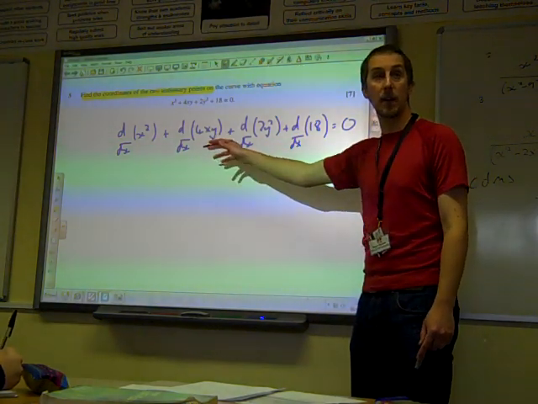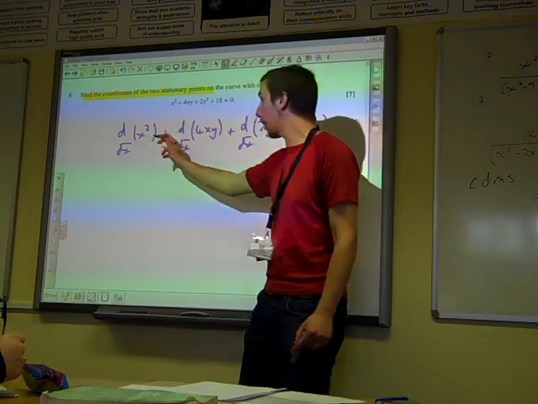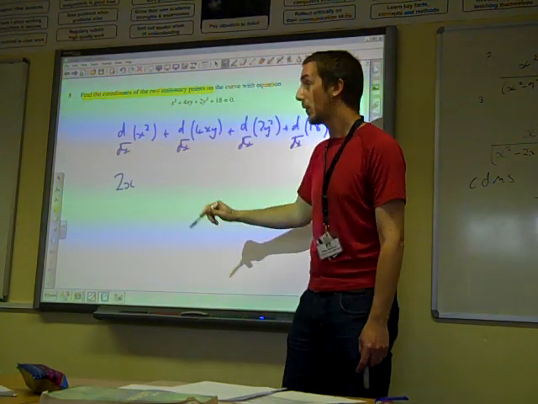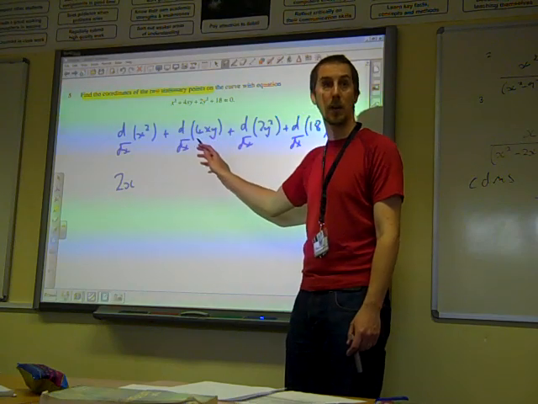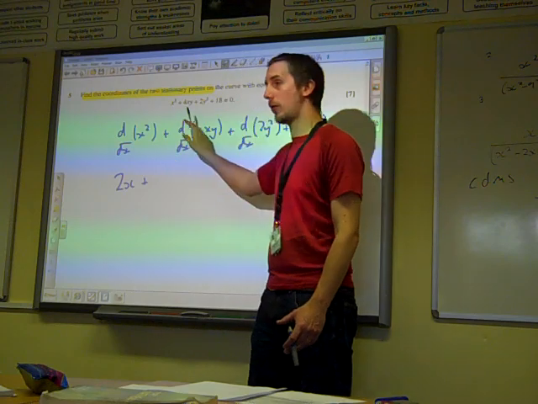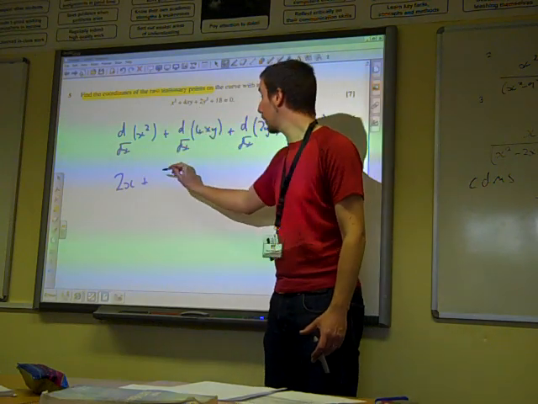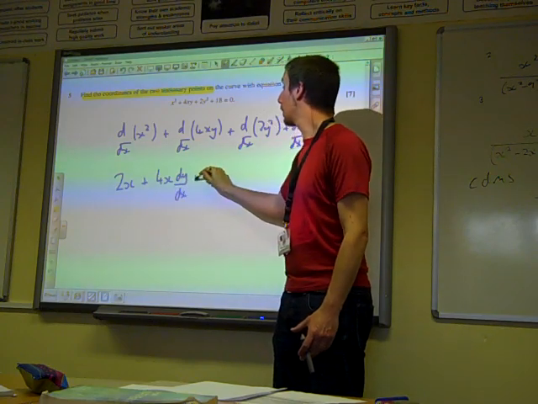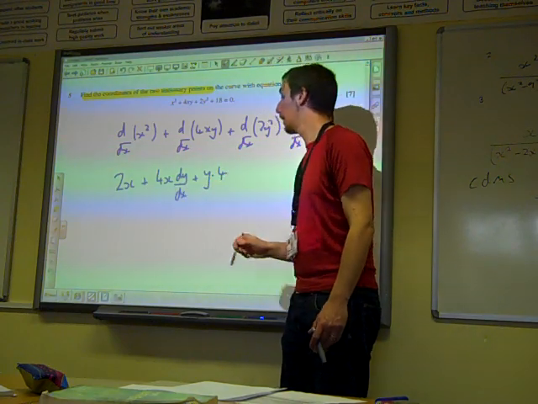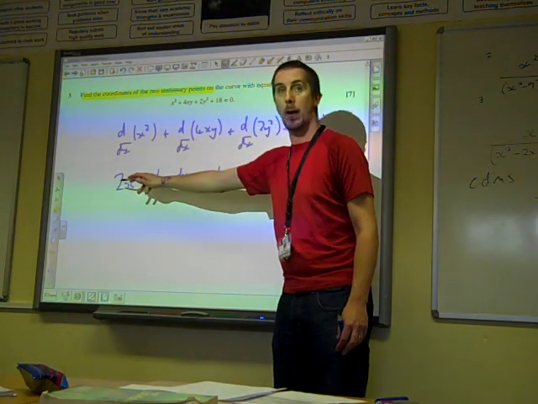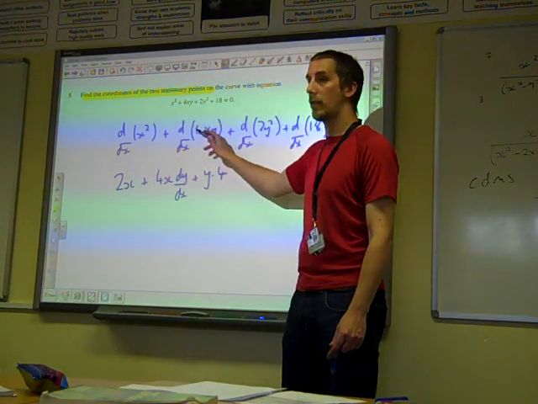Now, as we pick this off one term at a time, if you differentiate x squared, we get 2x. This is the product thing that we were talking about. It's 4x times y. And so when you differentiate that product, it would be the first times the derivative of the second plus the second times the derivative of the first. So that came from that one. There we differentiated the product.